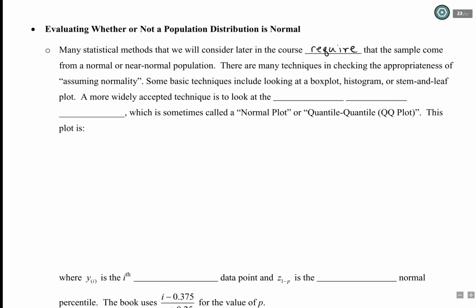Okay. Now, there's a lot of different techniques to check for the appropriateness of assuming normality. You could look at a box plot and look at the symmetry of a box plot, or look at a histogram or even a stem and leaf plot. Of those three, the histogram is probably the best for assessing normality, but a better technique than that is to use what's called a normal probability plot.